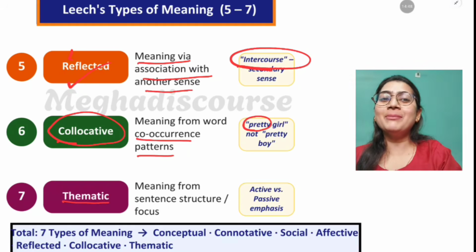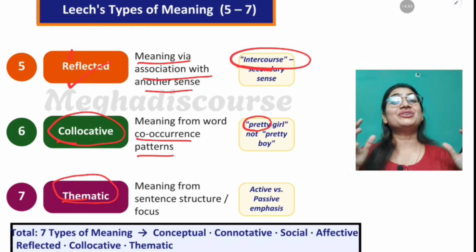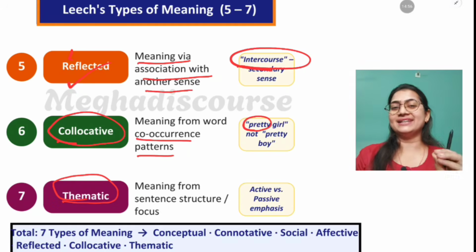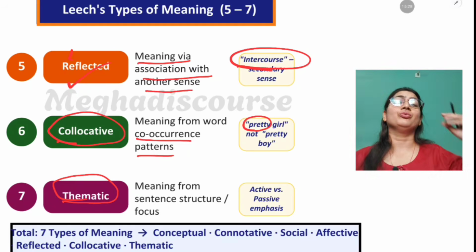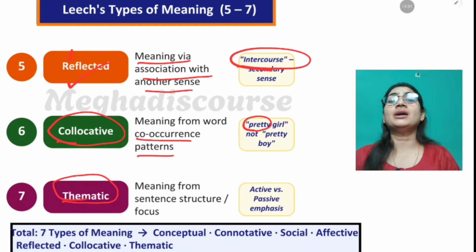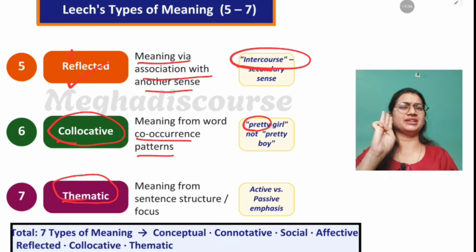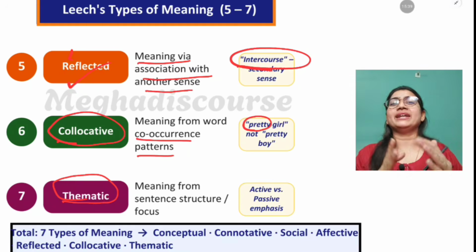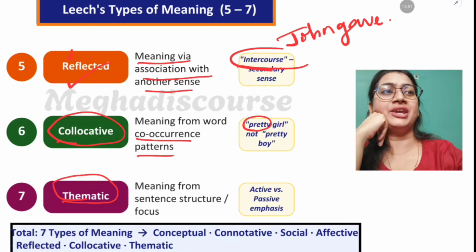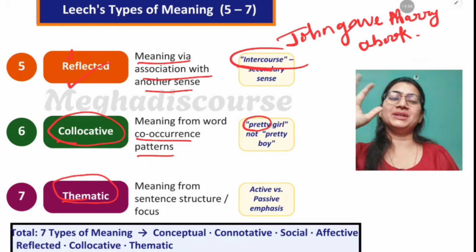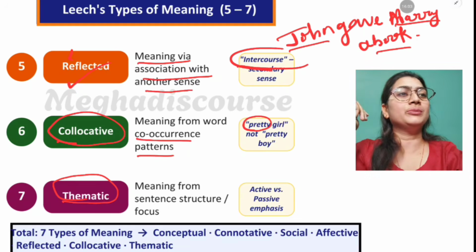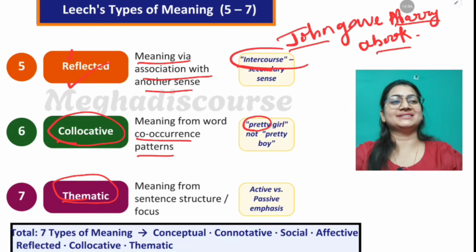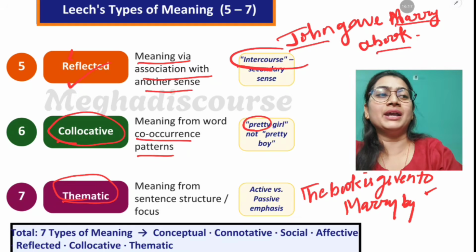Now, another we have is thematic meaning. Thematic meaning is created by how a sentence is organized: what the word order is, where we are focusing, where we are emphasizing. All this comes under thematic meaning. For instance, just understand this: "John gave Mary a book." This is a simple line. Who is giving? John. To whom? Mary. What? A book. Now, I can change the sentence as "The book was given to Mary by John."